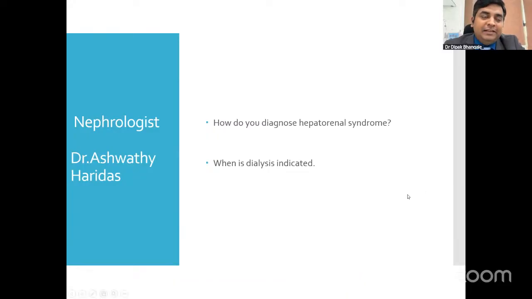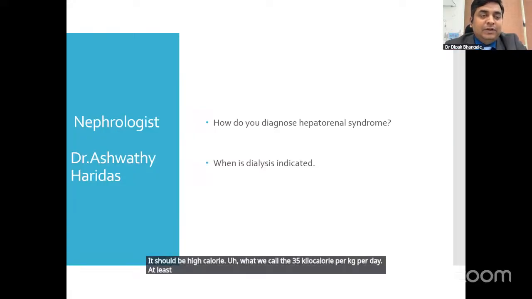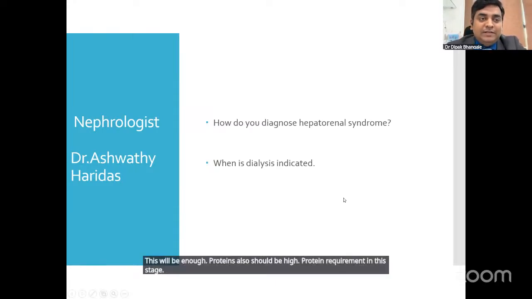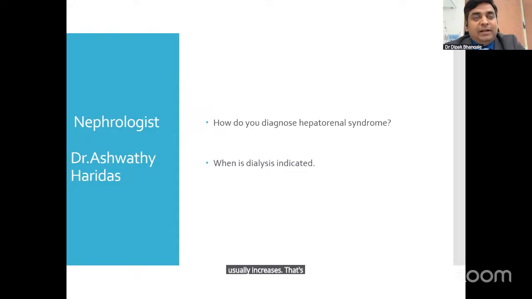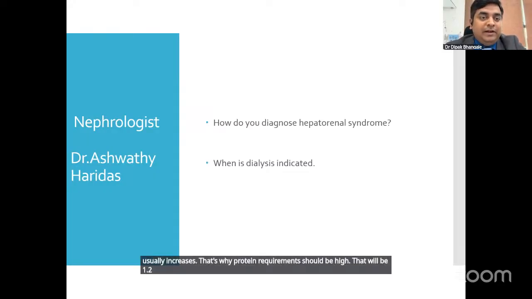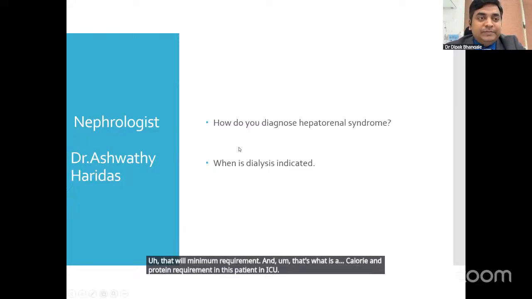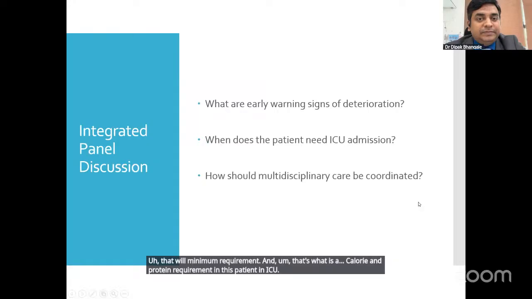It should be high calorie, what we call 35 kilocalorie per kg per day. At least we have to see the calories should be enough. Proteins also should be high. Protein requirement in this stage usually increases. That will be 1.2 to 1.5 gram per kg per day. That will be the minimum requirement, and that's the calorie and protein requirement in this patient in ICU. I agree.